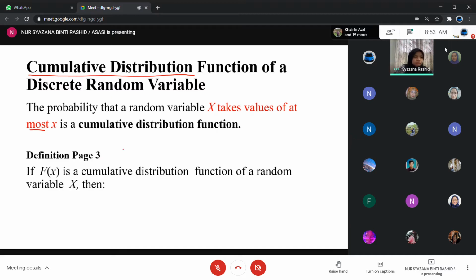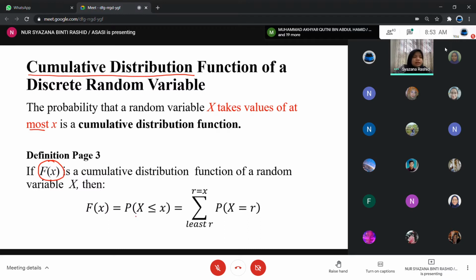Simbol, dia akan guna capital Fx. Dia macam kita tulis function. Biasa function kita guna small f kan. So ni capital Fx. Okay, ataupun ni, X less than or equals to x. Ni yang dimasukkan at most tadi. So contoh kita ada probability of at most 3. So saya akan tulis macam ni.